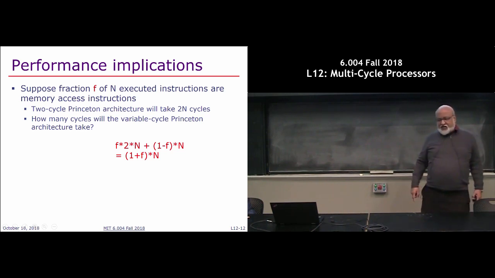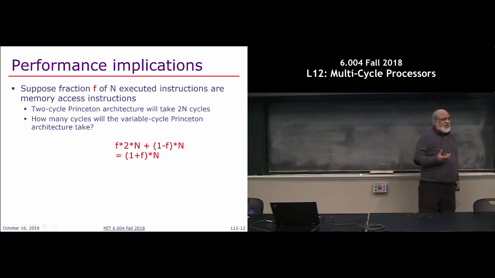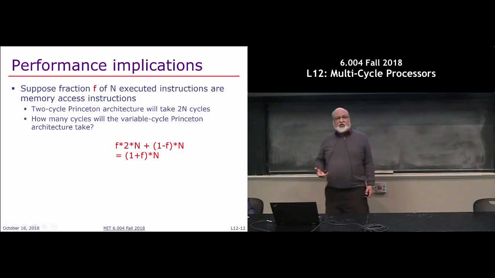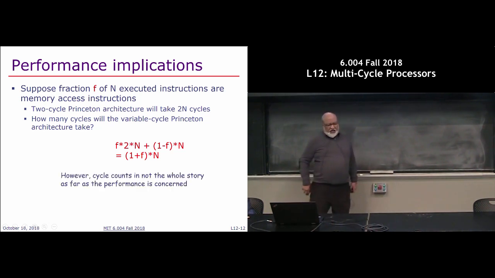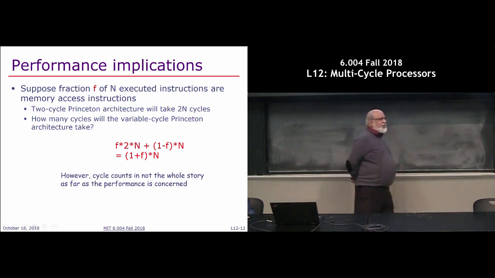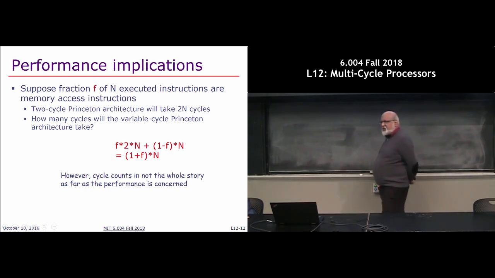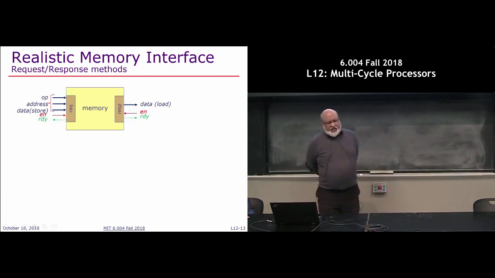Okay. So basically the reason why that number is important is it tells you that we are winning. Now when I say winning, we are winning in terms of cycle count. This machine is going to take fewer cycles to do the same program. Okay. However, cycle count is not the whole story as far as performance is concerned, and we will come back to this topic later on in the course. All right. So now we are good.